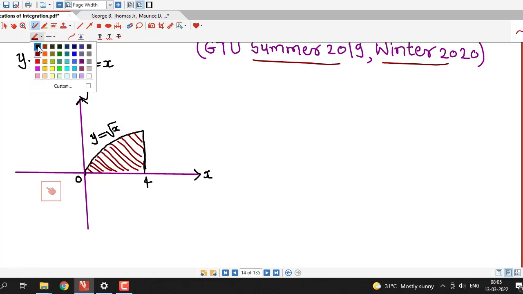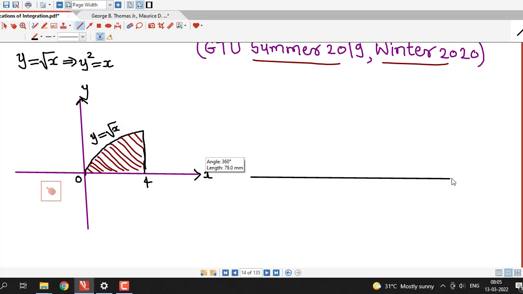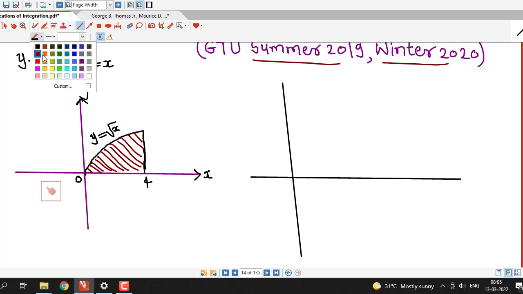So here the axis of rotation is the x-axis, and first we try to consider the rough sketch of the three-dimensional solid which we will obtain by rotating this region about the x-axis. You can easily imagine or sketch the rough sketch of the solid which we will obtain by rotating this plane region about the x-axis.